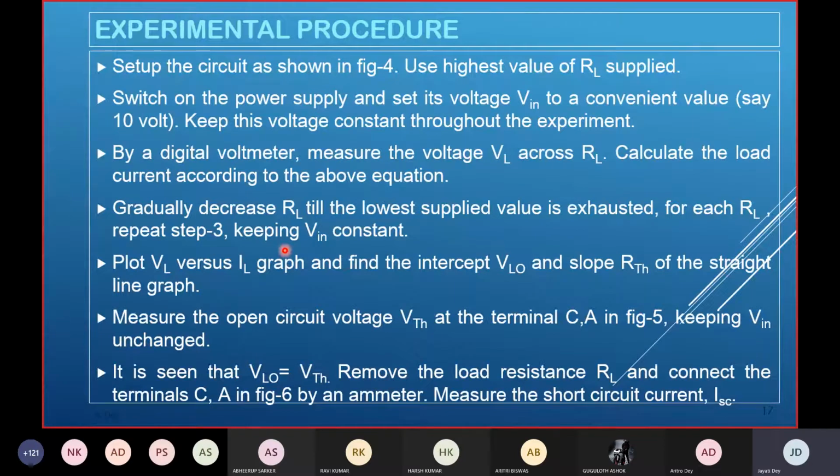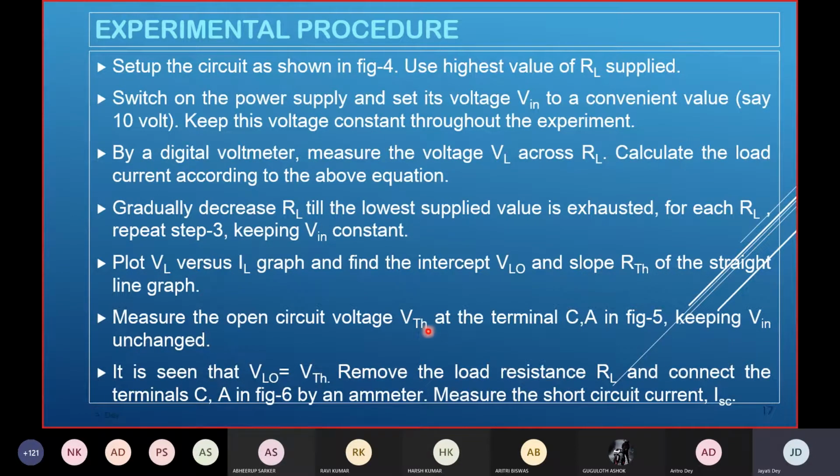By a digital voltmeter, measure the voltage VL across RL, calculate the load current according to the above equation, or you can directly measure it. Gradually decrease RL till the lowest supplied value is exhausted. For each RL, we have to keep the V input constant, and the input voltage will not be varied. Plot the VL versus IL graph and find the intercept VLO, that means V open circuit or V Thevenin, and the slope R Thevenin from the straight line graph.